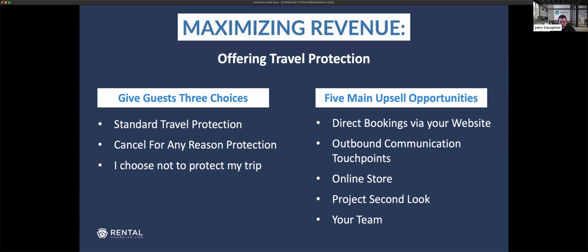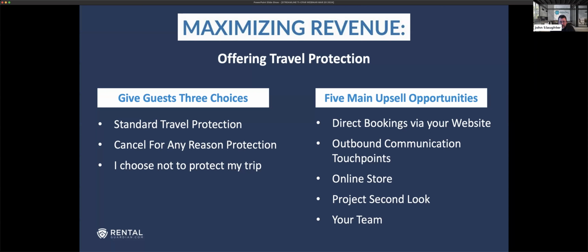And with Rental Guardian, you've got three choices, because we offer a standard travel protection program, we offer a cancel for any reason travel protection program, and then we offer the ability for them to say no thank you. And in those three choices, what you've done is, magically behind the scenes, simply skewed the percentages in your favor by offering them two choices of yes and one choice of no versus just 50-50. Automatically, your take-up ratio is going to go up simply because there's more choice for yes.